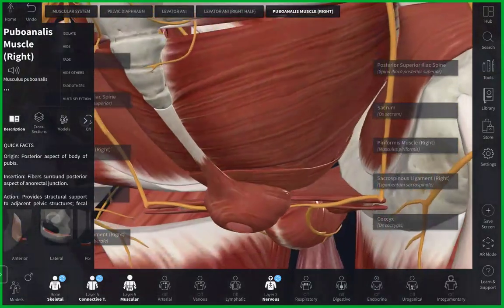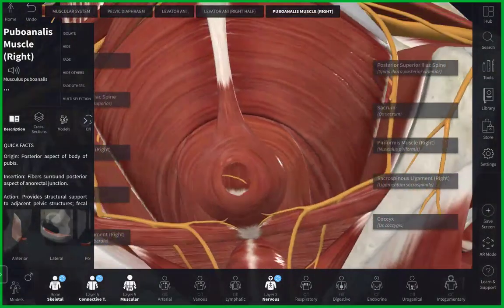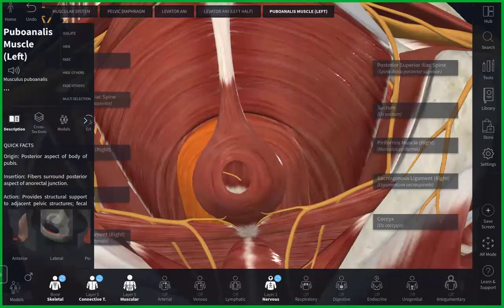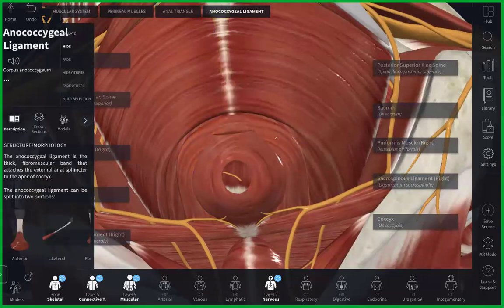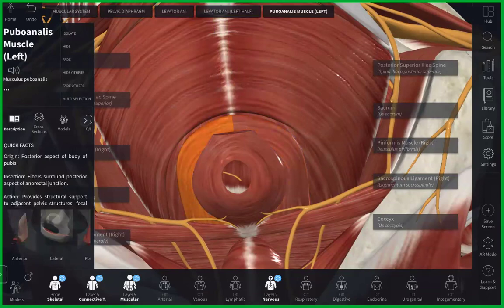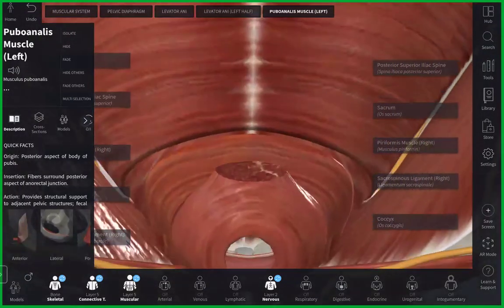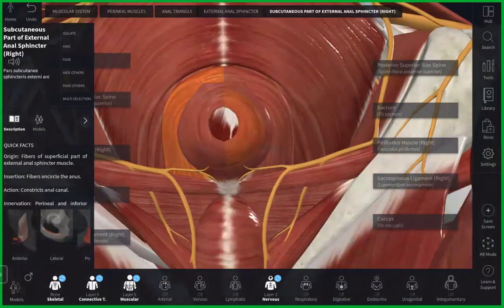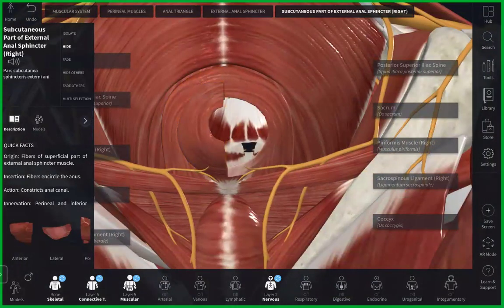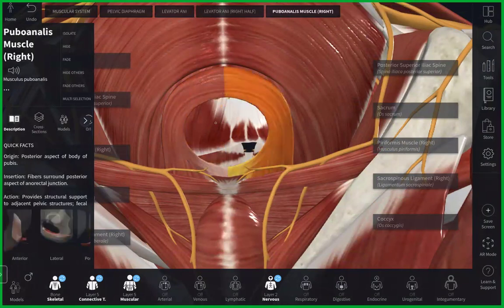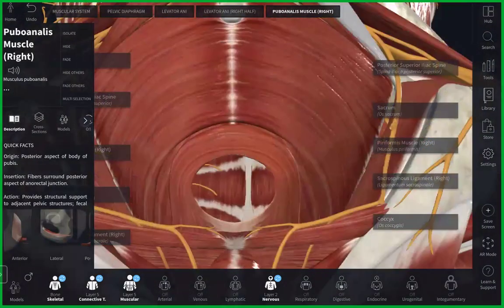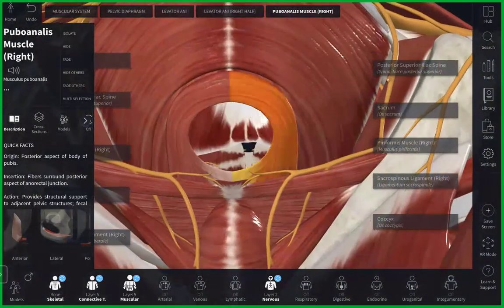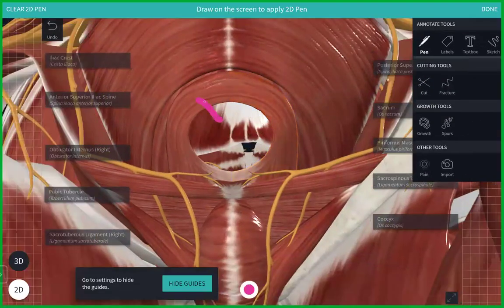Now, you can see that this is our puborectalis muscle. Let's remove that. This is our puborectalis. And if you insert your finger here, you can see that in the posterolateral area you've got the puborectalis muscle, and they ask you this question, puborectalis muscle. Okay.